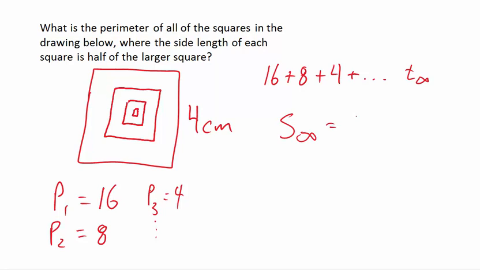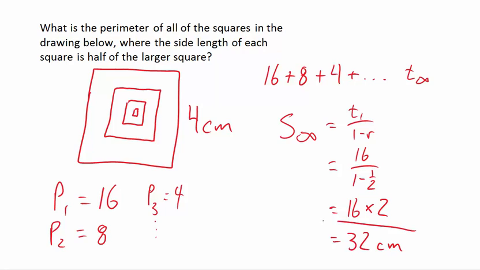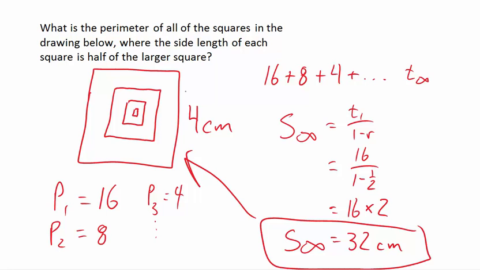The sum of the infinite terms is the first term over 1 minus r. We have 16 over 1 minus 1/2. This is 16 over a half, or in other words, 16 divided by a half. I don't really like dividing fractions, so I'm going to make it 16 times 2, which is 32 centimeters. The sum of all of the perimeters suggested by this diagram is a total of 32 centimeters.